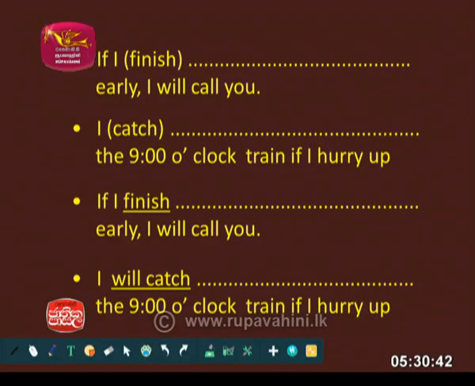I will call you. Oh, no, think about the tense in the main clause. Look at the tense. It is given in the future, will call, future plus verb or the infinitive. And when there is will, the if clause must be in the simple present tense. So the answer is given there in the next part.